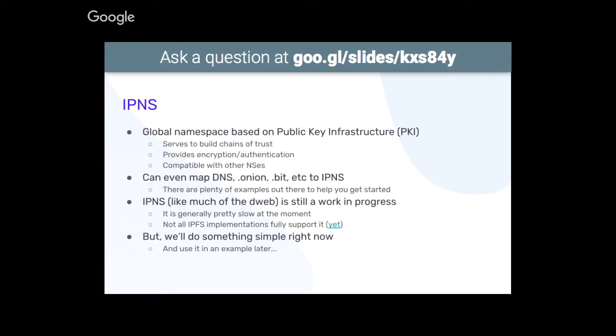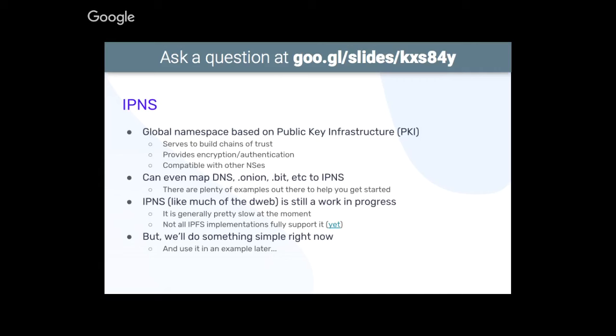So I've been looking at IPNS, the Interplanetary Name System. Essentially it's a global namespace that uses public key infrastructure to build up trust chains for publishing content. A trust chain is basically a chain of cryptographic keys so that we can trace back the provenance of a particular key. That's a very simple way to explain it. But what this gives us is both encryption and authentication.